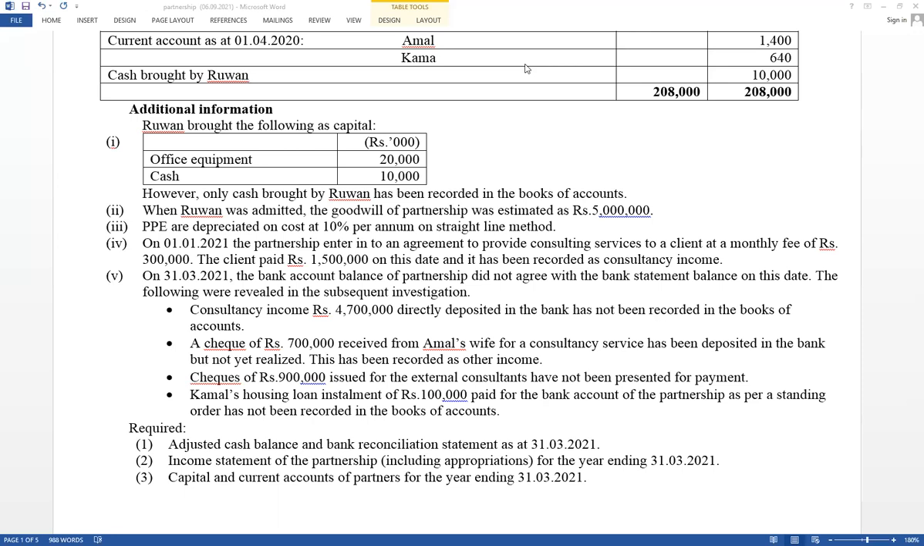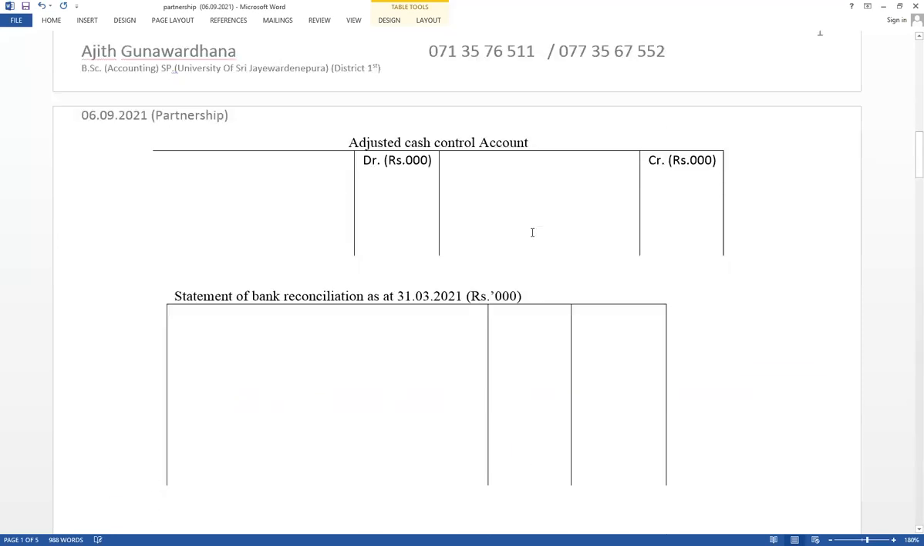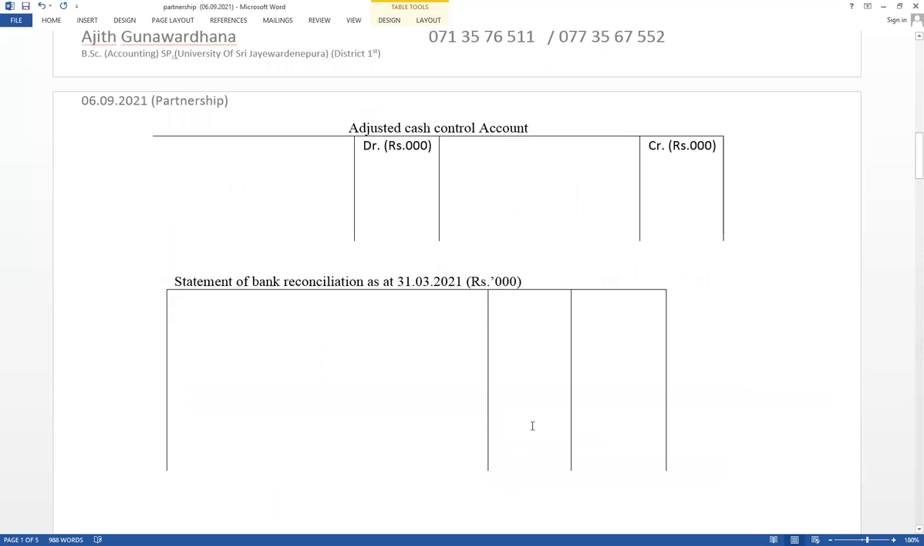Think about requirements. First one, adjusted cash control accounts, and think of the statement of bank reconciliation. T account, adjusted cash control accounts, and here as a basis you have to use the adjusted cash control account balance. Therefore, here adjusted cash control account balance.